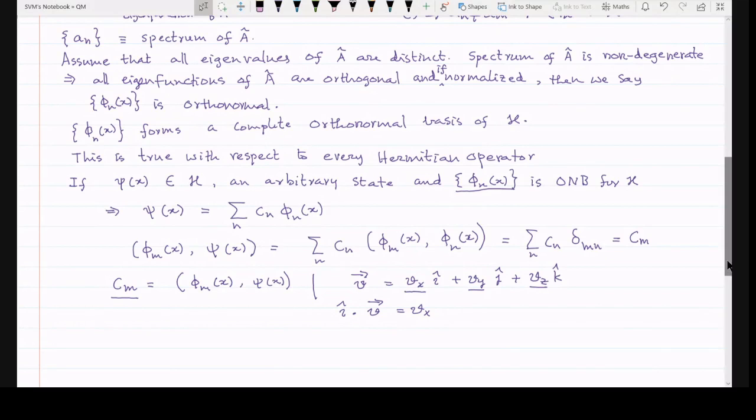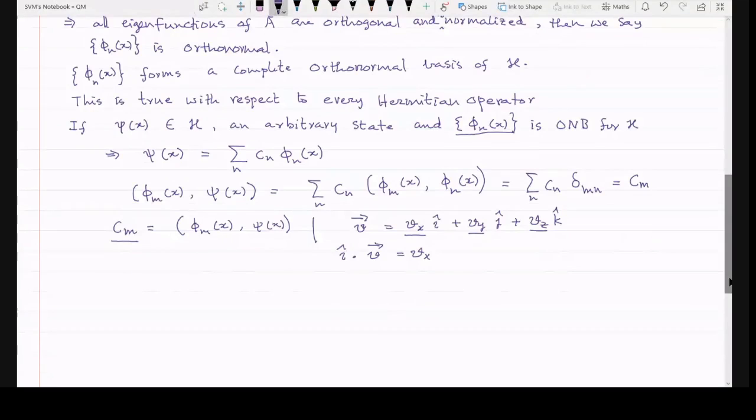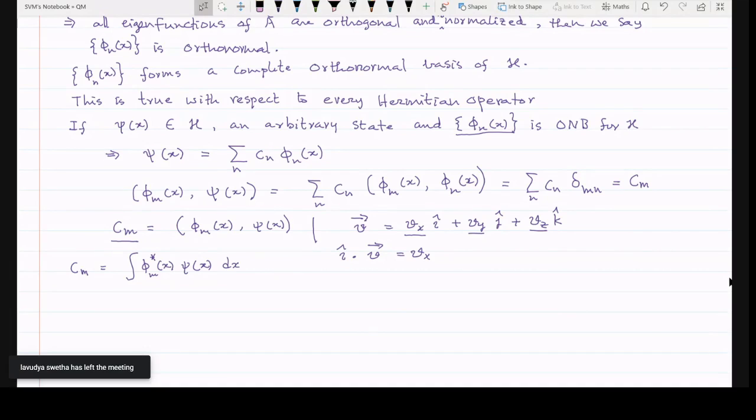It is the same concept that we know in vectors, except for the generalization, because we have seen in the last class that this inner product is defined in this fashion. So if you want to calculate Cm, you take the definition of inner product, that is the integral of phi m star of x into psi of x into dx. This is what we do in Fourier series. You take cos nx and multiply with the function, then you get the coefficient of cos nx. You take sin nx and multiply with the function, you get the coefficient corresponding to sin nx. So it is the same concept that we are familiar with in Fourier series and also in vectors.